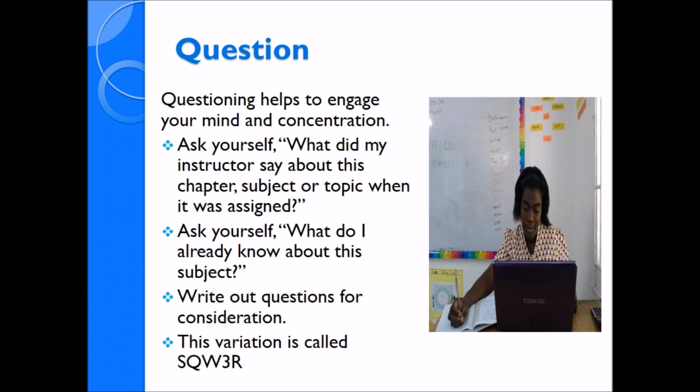Your next step is to question. Questioning helps to engage your mind and concentration. It is not okay to just read. Take some time to question. Look at any study questions presented at the end of the material. Many texts, many units will provide actual questions. Review those questions because they will help you pick out important information as you read.